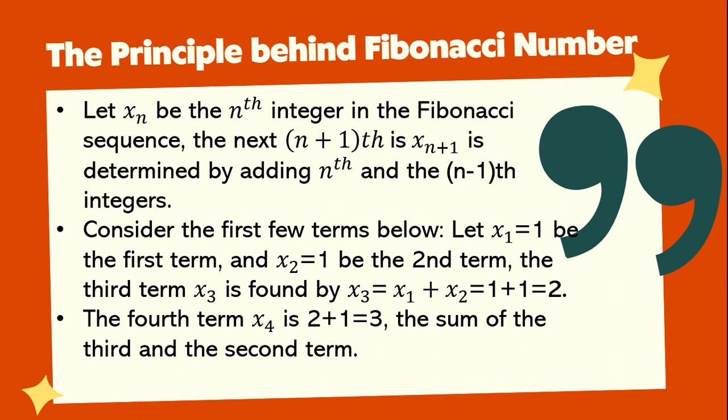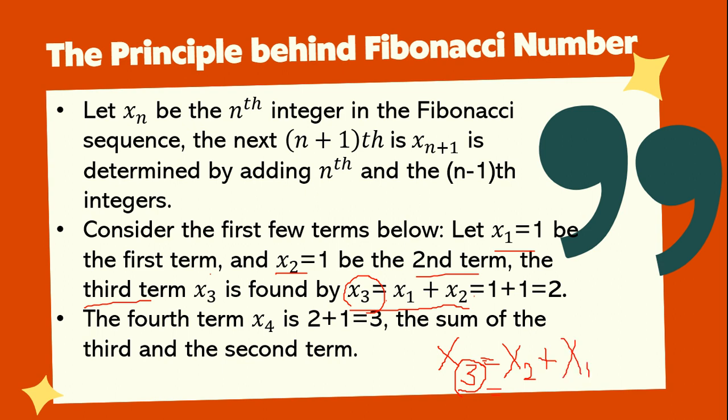So consider the first few terms below. Let x sub 1 equal 1 be the first term, x sub 2 be the second term, and the third term is found by x sub 3 is equal to x sub 1 plus x sub 2, which equals 1 plus 1 is equal to 2. So the formula for finding x sub 3 is to add the two Fibonacci numbers before it, so x sub 2 plus x sub 1.